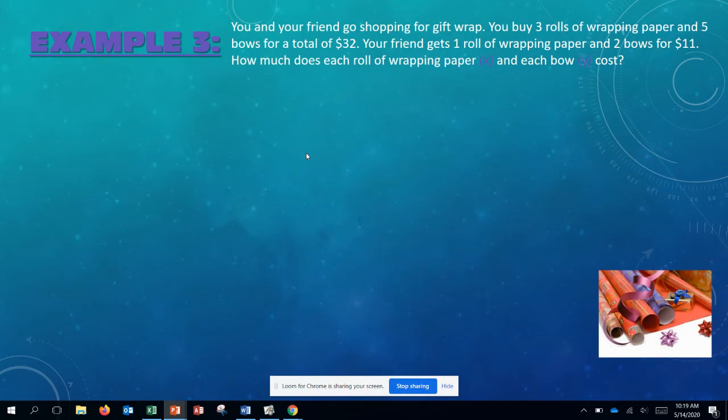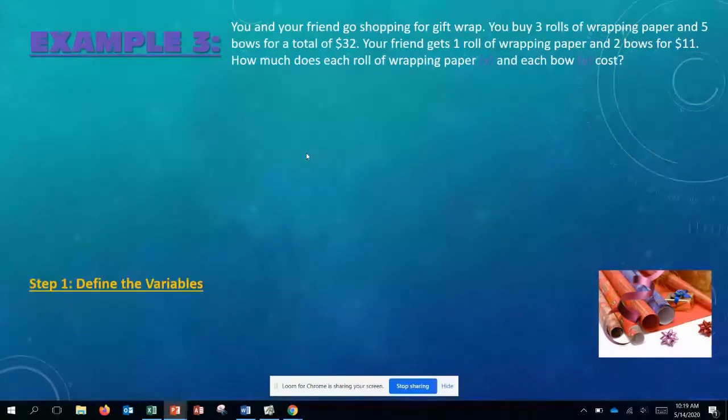Let's talk about one more example. You and your friend go shopping for gift wrap. You buy 3 rolls of wrapping paper and 5 bows for a total of $32. Your friend gets 1 roll of wrapping paper and 2 bows for $11. How much does each roll of wrapping paper and each bow cost?